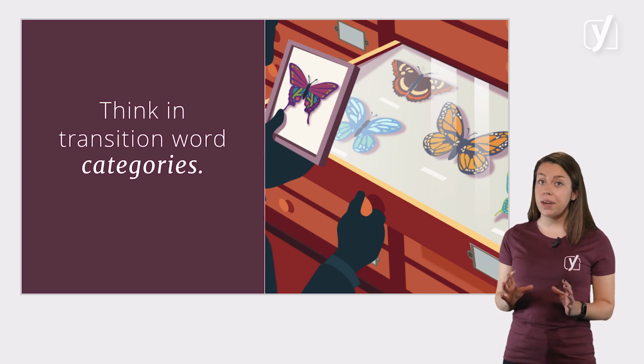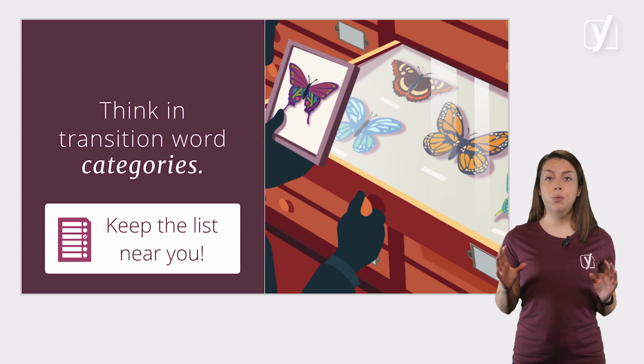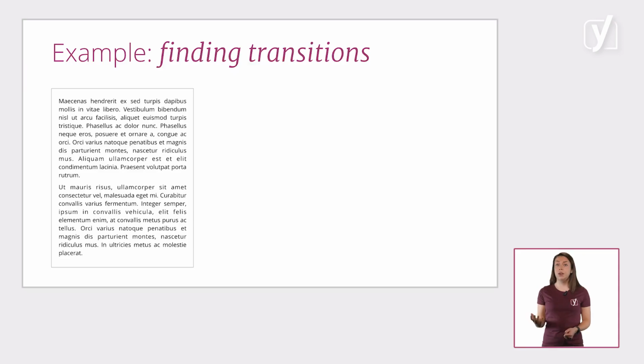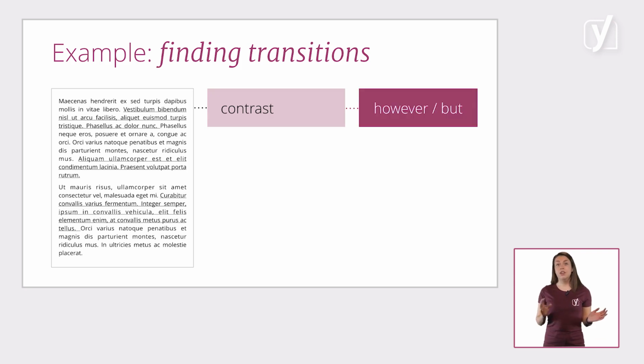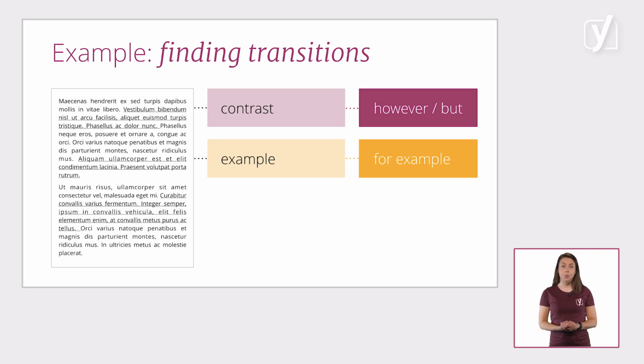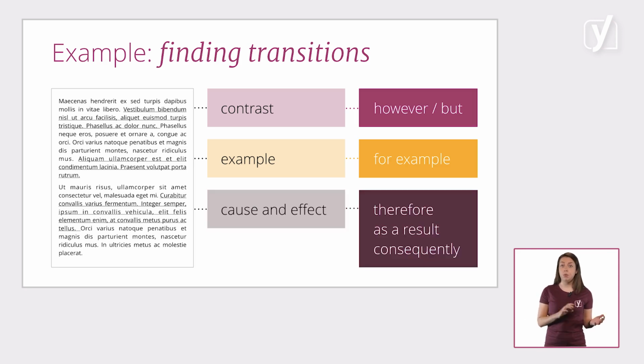In the beginning, it might be a great idea to keep a list of transition word categories near you. Simply go through your text and underline or highlight sentences that form a transition. Are there any sentences that form a contrast to each other? Add a transition word like however or but. Is one sentence an example of something you've said in the sentence before? Add a transition word like for example. Is the first sentence a cause and the second an effect? Add a transition word like therefore, as a result, or consequently.